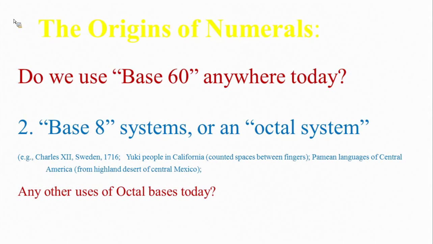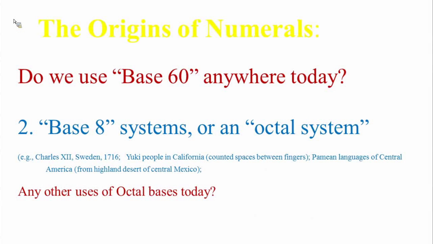Then there's base 8 systems, or an octal system. These were also used historically. Actually, King Charles XII of Sweden decided to use them in 1716. It didn't stick, obviously, but he did decide to use an octal system for a while. There's various Aboriginal people in California, the Yuki people, who instead counted the spaces between the fingers: 1, 2, 3, 4 spaces, 5, 6, 7, 8.